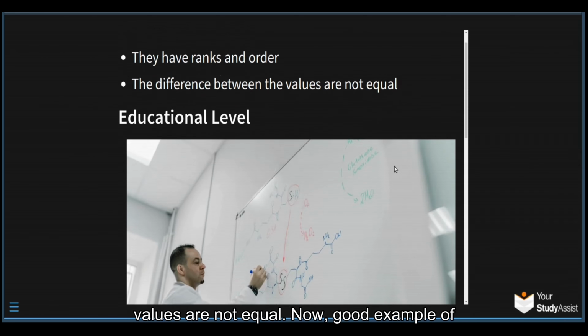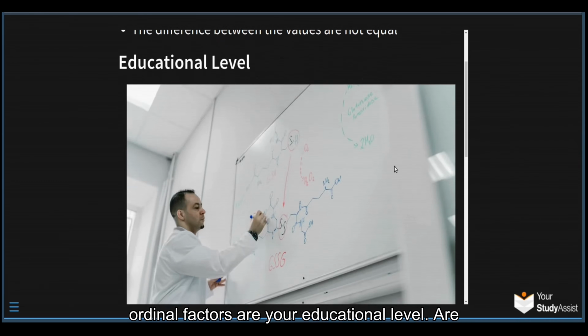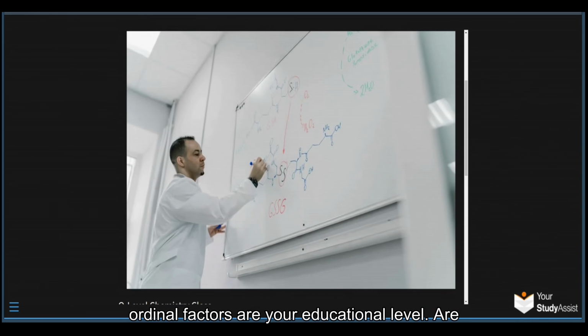Now, a good example of ordinal factors is your educational level. Are you a master's holder, a PhD holder? Are you a bachelor's degree holder? Or do you just have your high school certificate? But the thing about all this which I've said now is they have an order. You can't have a PhD without getting a master's, or you can't have a PhD without getting your bachelor's and master's combined. So this is an example of an ordinal factor.